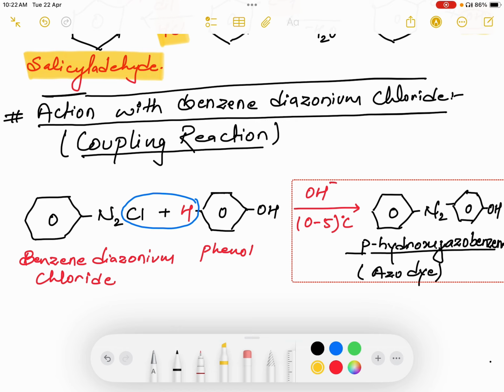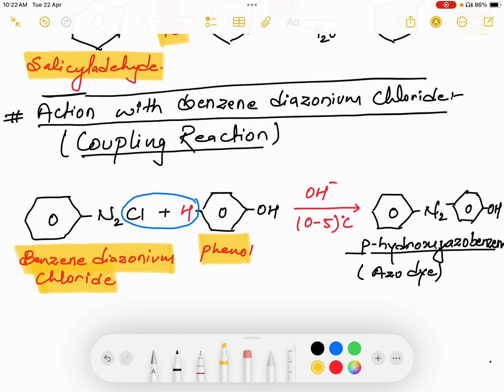So here we have benzene diazonium chloride being treated with phenol at a temperature range of 0 to 5 degrees C, and we get para-hydroxy azobenzene or azodye, and this reaction is known as a coupling reaction. It is red in color, so basically it is a red dye.